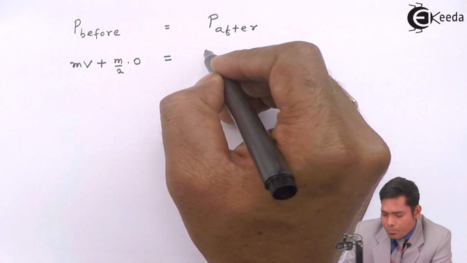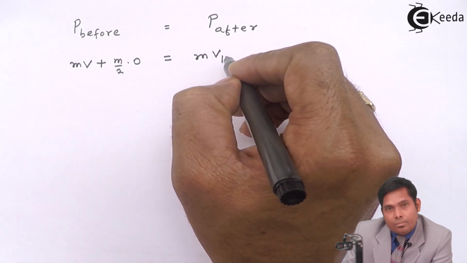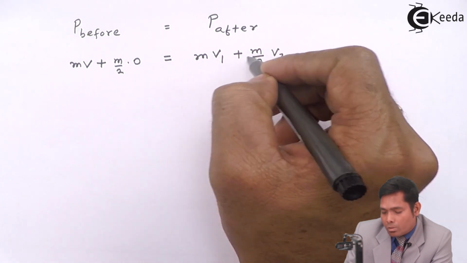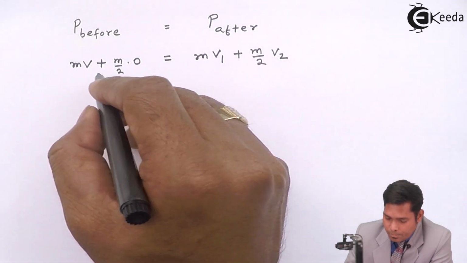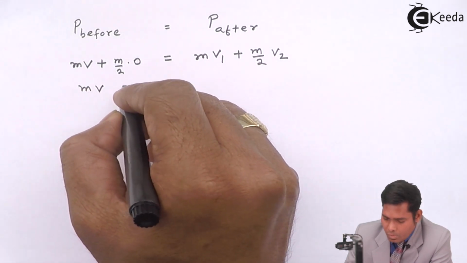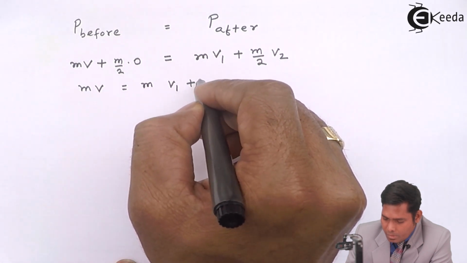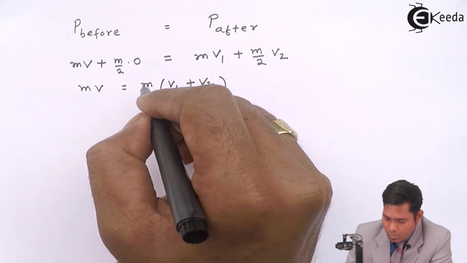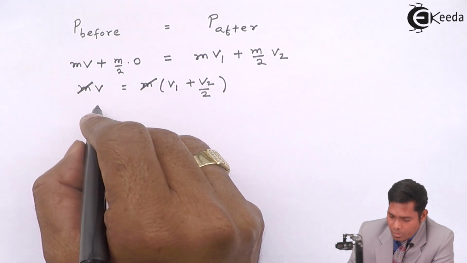After collision, the mass m is moving with velocity v1. Then the other mass m by 2 is moving with velocity v2. This is our supposition. So from this we have one equation: m into v equals m common v1 plus v2 by 2. This is one equation.